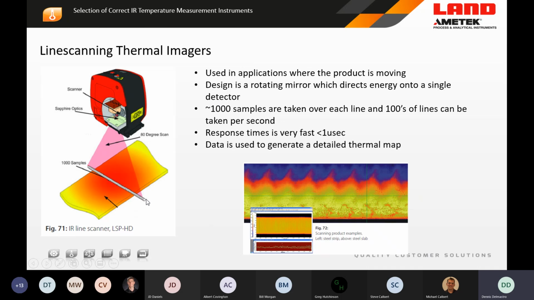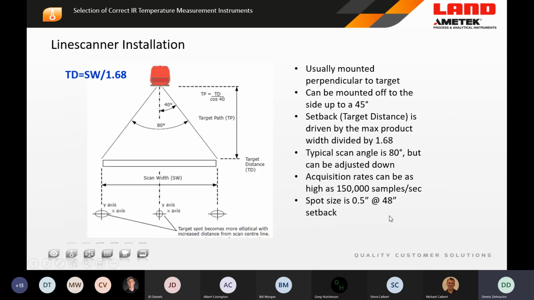Now, what this will do, due to the rotating scanner, it will take 1,000 samples for each line, and hundreds of lines can be taken per second. So let's say 1,000 samples are taken per line, and we program it to run at 100 lines a second. We're literally taking 100,000 sample points per second. So the response time is very fast, 1 microsecond, and we're using all that data. We're generating what we call a detailed thermal map. So this map gets produced with all that temperature data within.